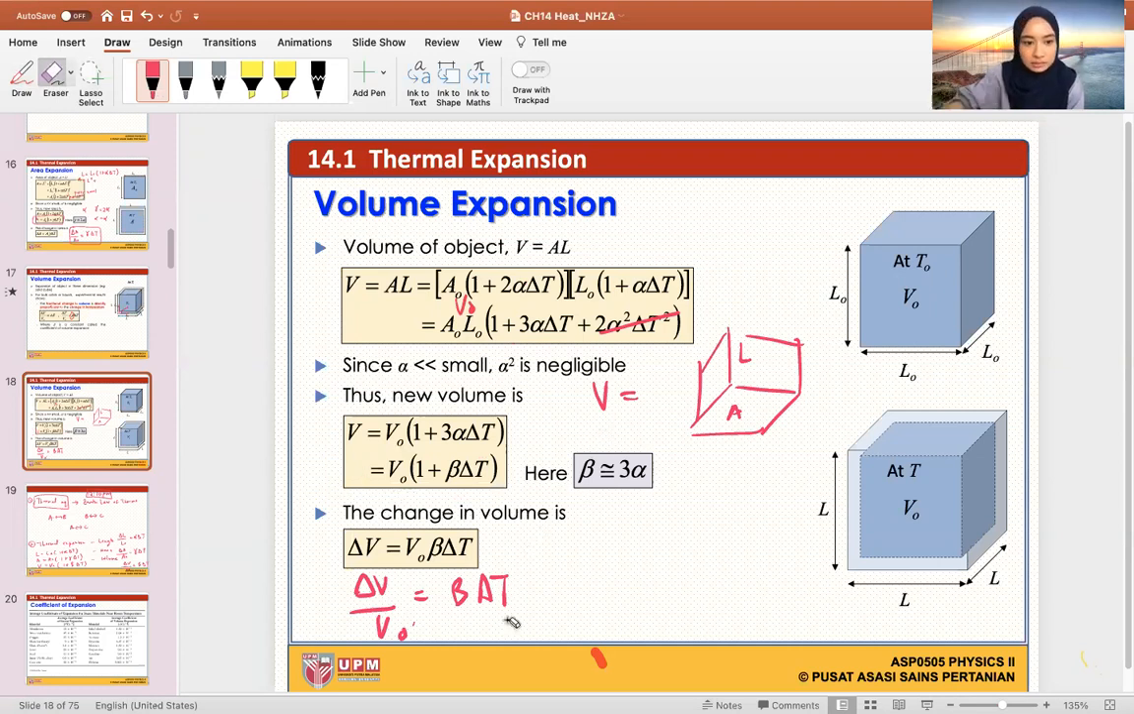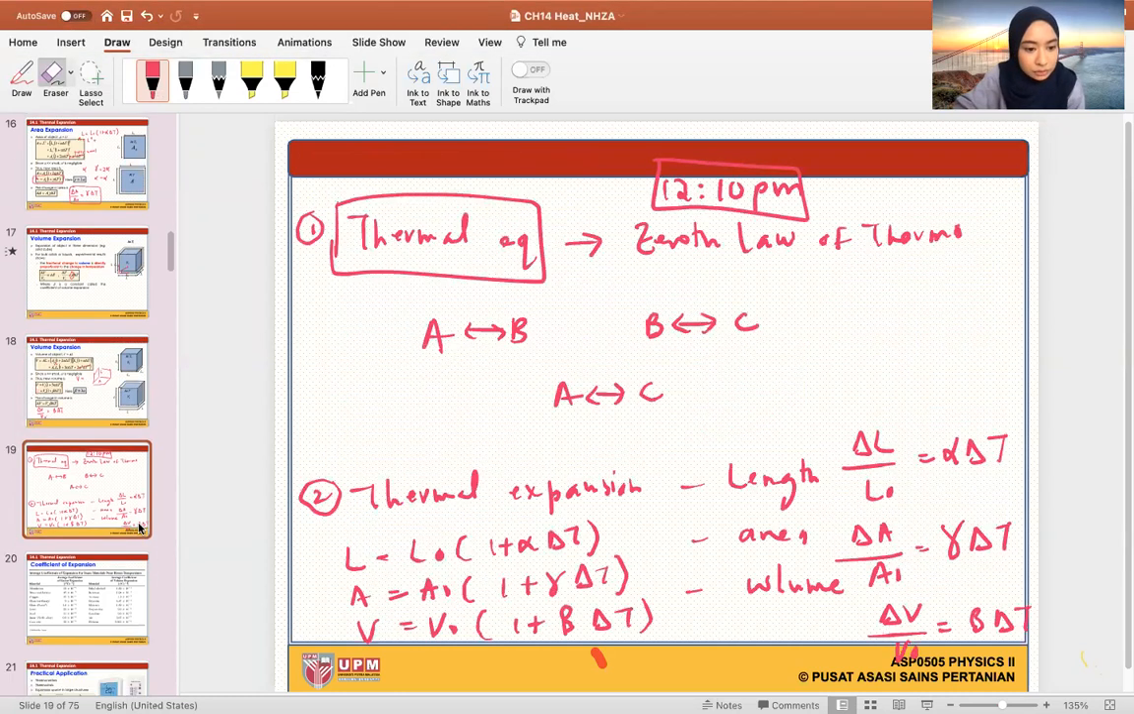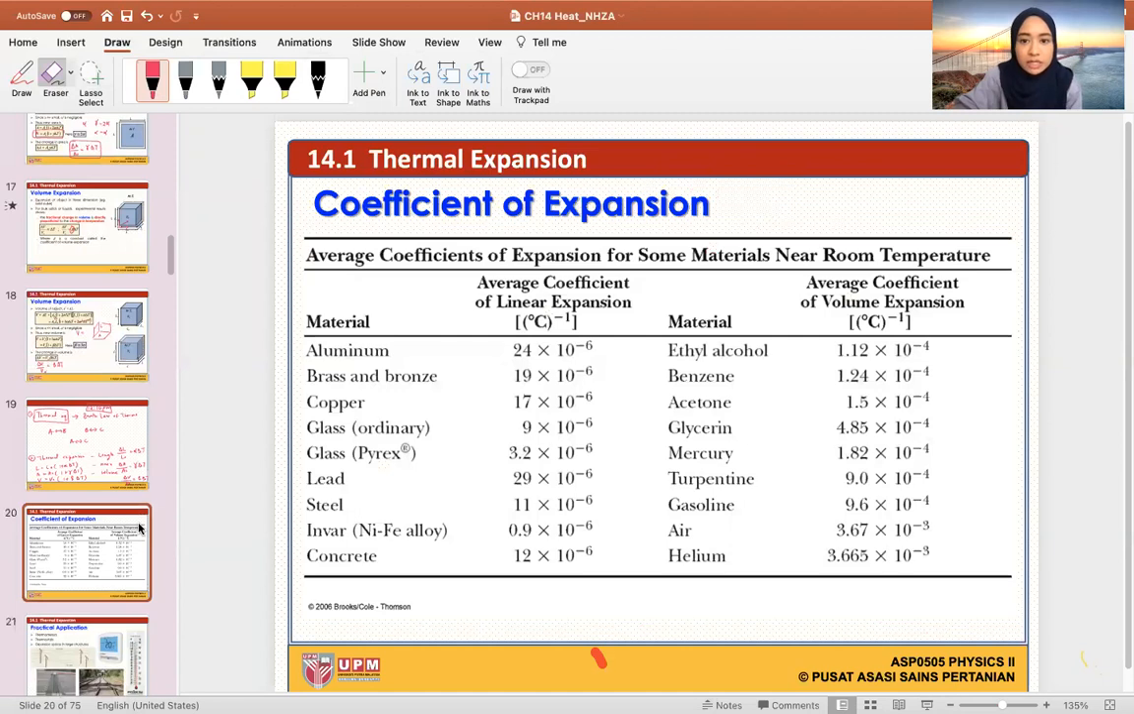Okay, is it already 12.10? Okay, so we have recapped. So this is the coefficient of expansion. Am I recording? Yes. Am I muted? No. Okay. So here we can see that aluminum has 24 times 10 to the minus 6. This is your alpha, the average coefficient of linear expansion. Your alpha is over degrees Celsius.